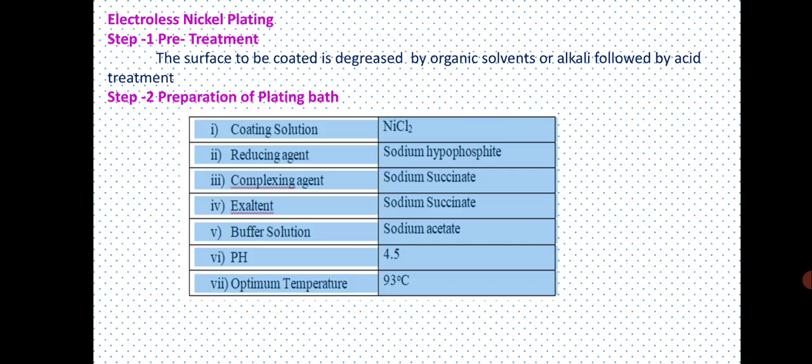First one is pre-treatment. The surface to be coated is degreased by organic solvent or alkali followed by acid treatment. Step 2, the plating bath. Coating solution, that is for nickel plating.